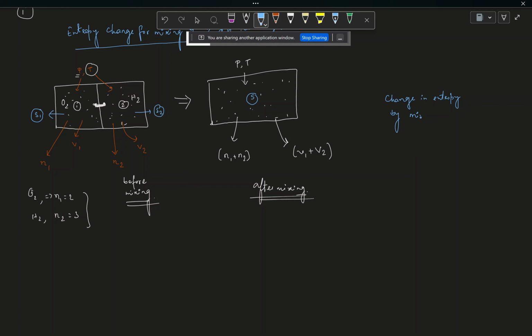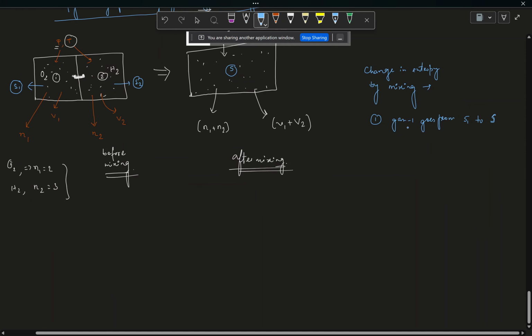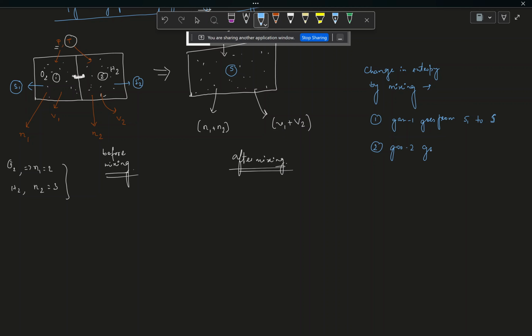Now if you see, the change in entropy by mixing has two parts. One is gas number 1, whose entropy goes from its initial value S1 to the final mixture entropy S, right? And second happens for gas 2, whose entropy goes from the initial before-mixing value S2 to the final value of the mixture, S.